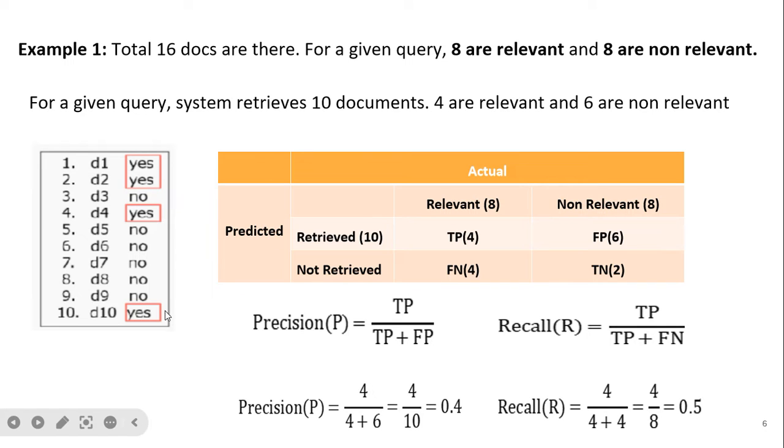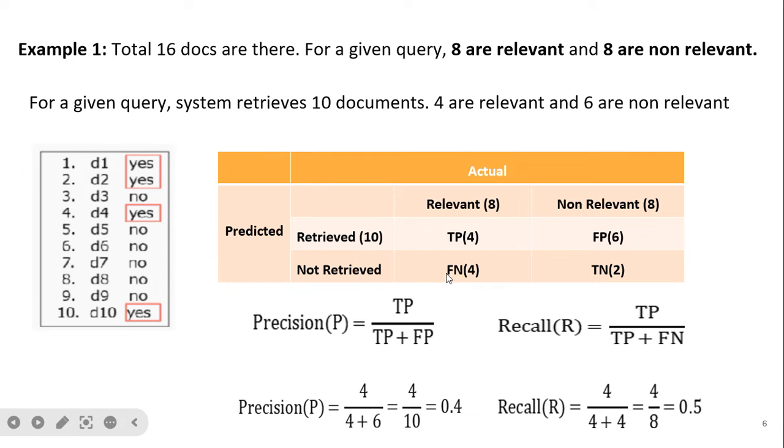Now here total 10 documents get retrieved, so retrieved is 10. In the system total 16 documents are there, and for a given query 8 are relevant and 8 are non-relevant. So total 16 documents in the system, that is actual, in which 8 are relevant and 8 are not relevant. Total documents retrieved are 10, and out of 10, 1, 2, 3, 4 are relevant. Therefore relevant and retrieved are 4, and 6 documents are not relevant but still get retrieved. Therefore this score is 6, and we can write down the other values easily.